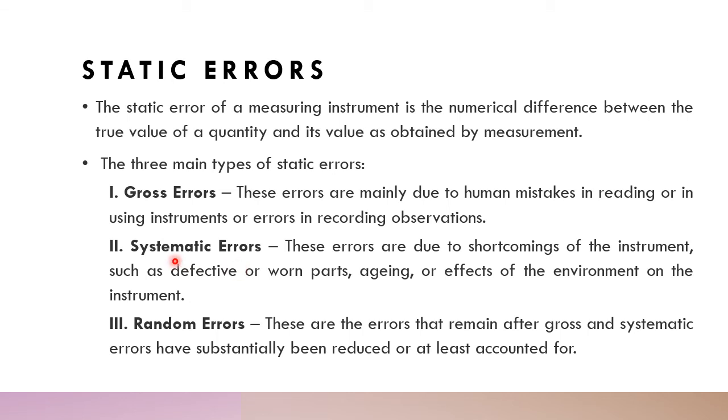That is systematic errors. Random error means that apart from gross errors and systematic errors, there will be some other errors. We can't rectify these errors, but we can reduce them. That is called random errors.